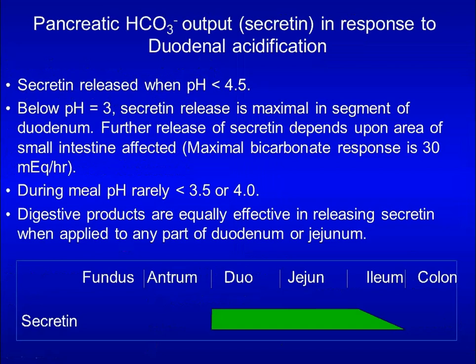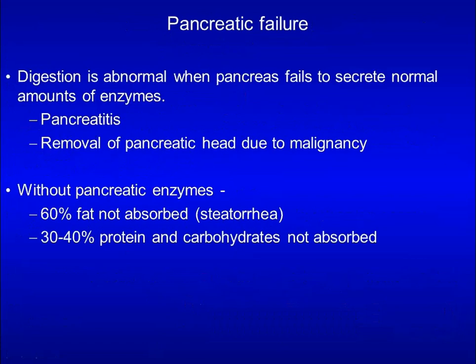As you may recall, secretin is secreted by S cells in the duodenum, jejunum, and ileum. S cells secrete secretin when pH drops below 4.5. Secretin release is maximum when pH drops below 3. Pancreatic failure occurs following pancreatitis or surgical removal of pancreatic head. Without pancreatic enzymes, about 60% of fats and 30 to 40% of proteins and carbohydrates are not absorbed.